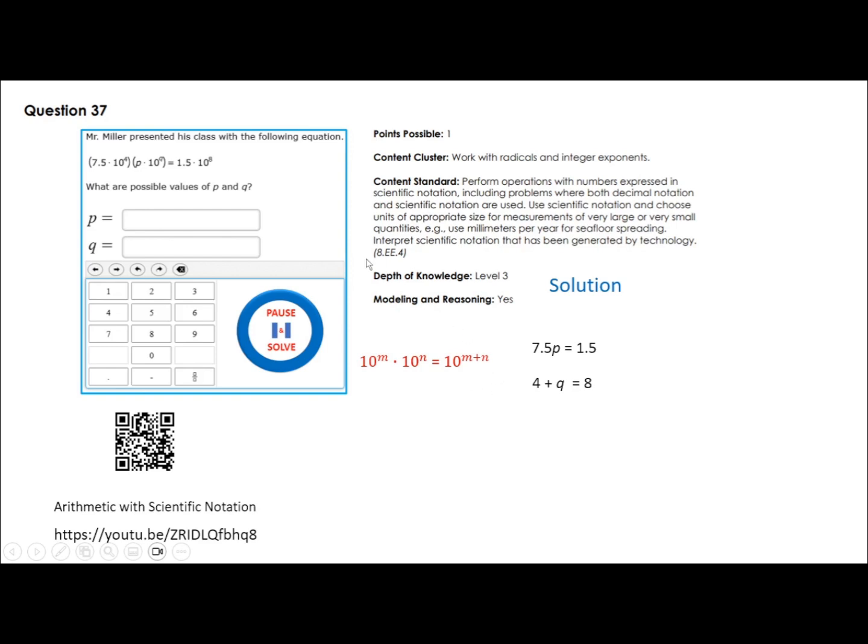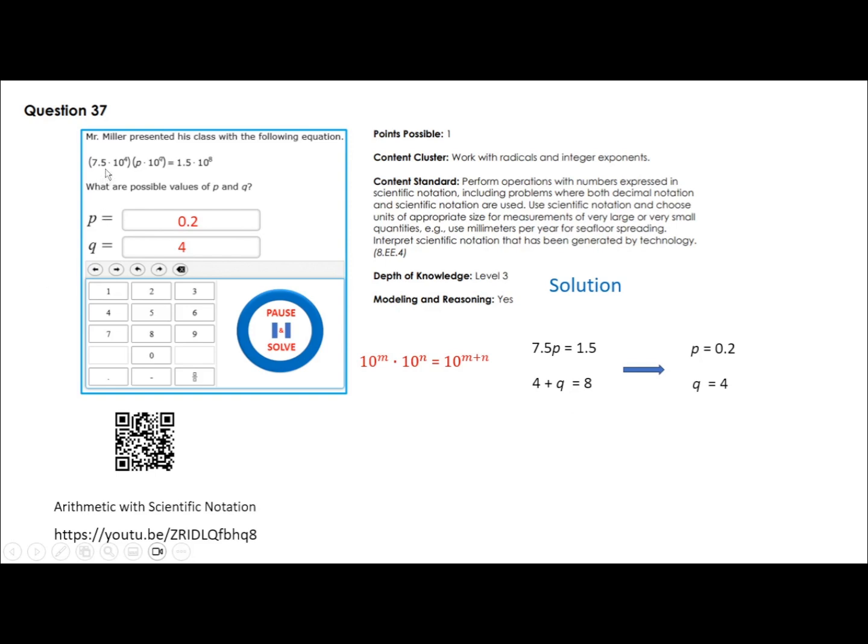So here, see this one? 7.5 times p is equal to 1.5, and I added here 4 plus q, the powers, is equal to 8. Then you have solved the system. You get p is equal to 0.2 and q is equal to 4. And you answer the question. Although it's level 3, it's not really that complicated.